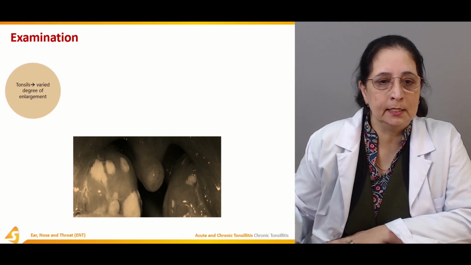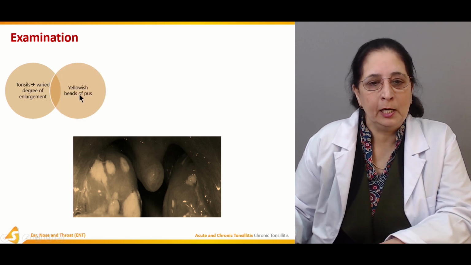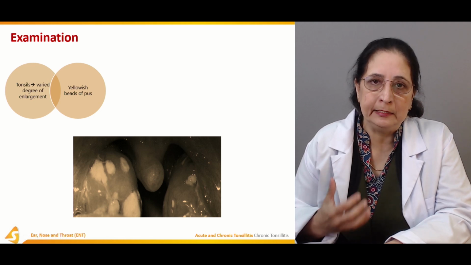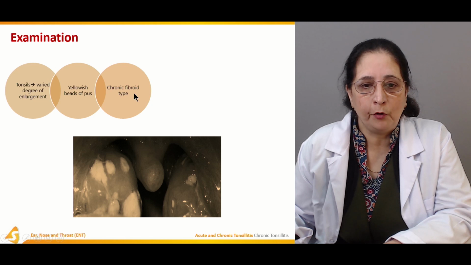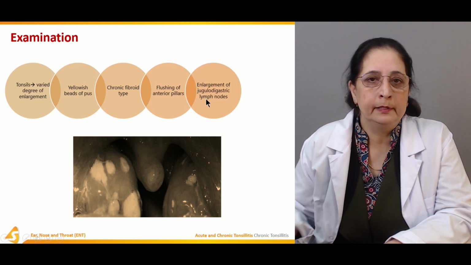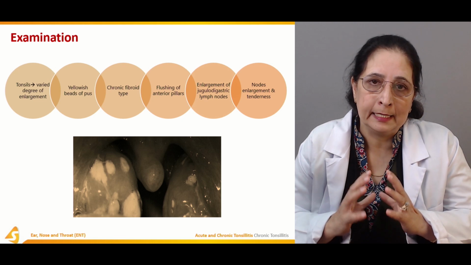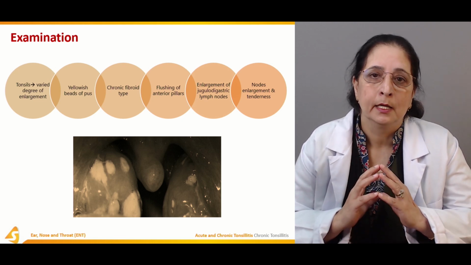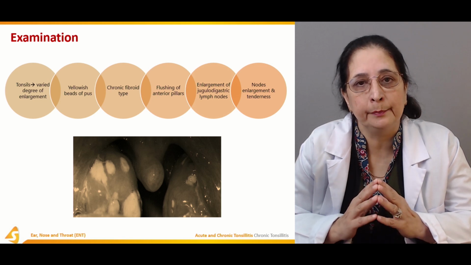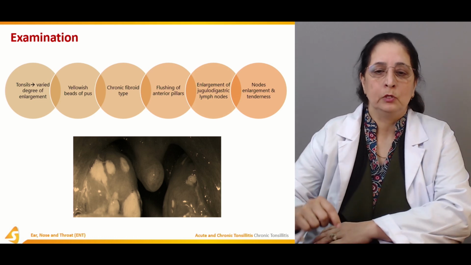On examination, the tonsils show different degrees of enlargement. There are yellowish beads of pus present. With all these infections, we keep on seeing yellowish beads of pus on the tonsils. In the chronic fibroid type, there is flushing of the anterior pillars, enlargement of lymph nodes, and tenderness of the lymph nodes. So on examination, we see enlarged tonsils with yellowish beads of pus present. There is flushing of the anterior pillars, and there is enlargement of the jugulodigastric lymph nodes, and also tenderness.